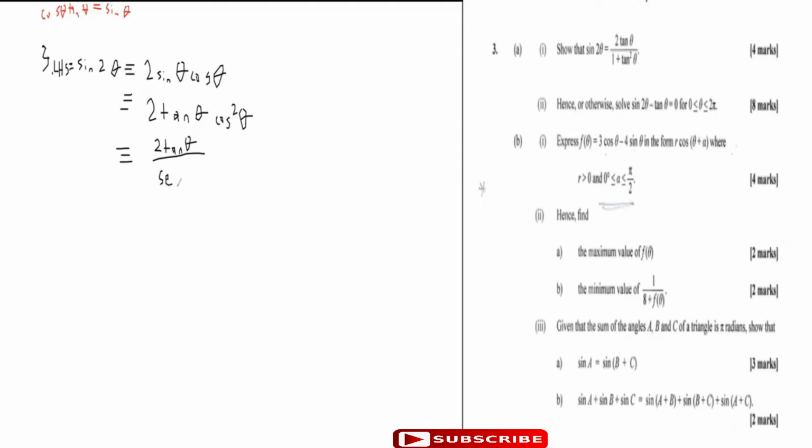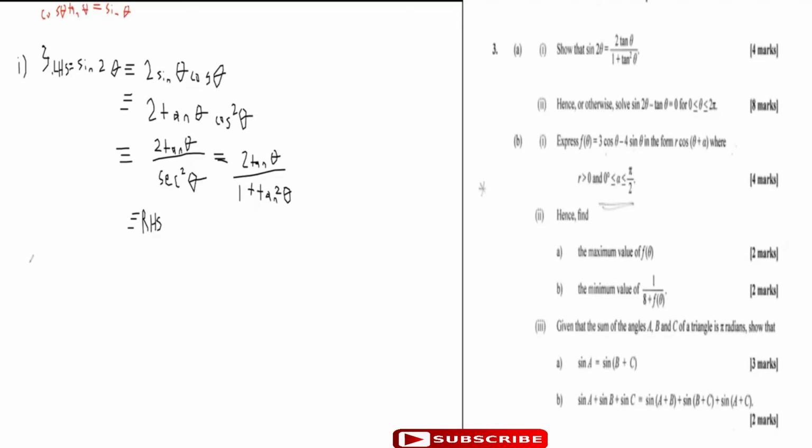But then what is sec square? Sec square is 1 plus tan square. So now we can write that this is actually 2 tan theta over 1 plus tan square. Nice and easy, and that's how we get the right-hand side. So that's part 1.